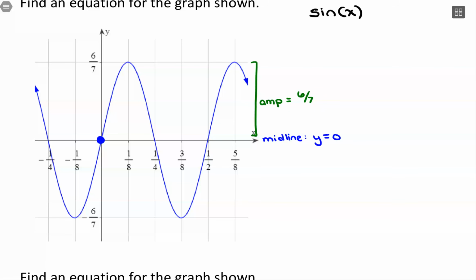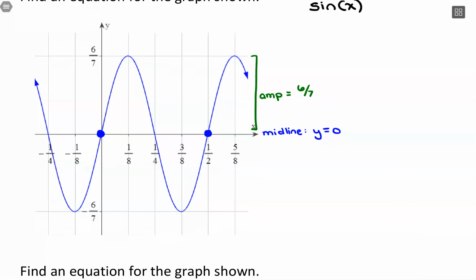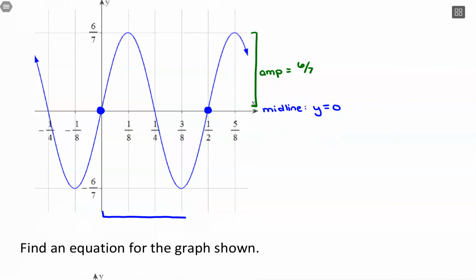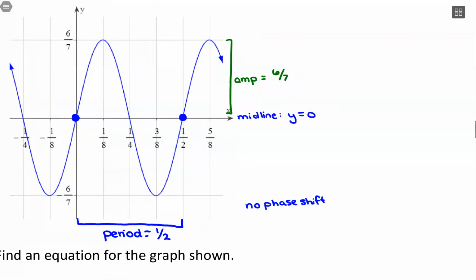And then the period, so if I start at the origin there, go up to maximum, down to minimum, and back to the midline. So for the period, I'm looking at this distance here. So the period is equal from 0 to 1/2, so that distance is 1/2. And then I can just make a note that there's no phase shift. There's also no reflection, if you wanted to make note of that, but basically the amplitude, midline, and period are going to help us out with this one.